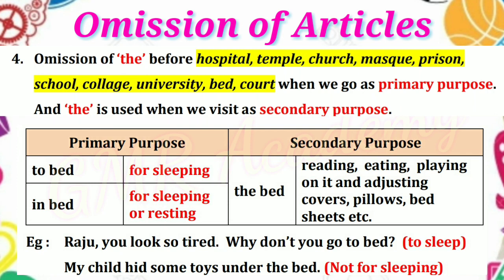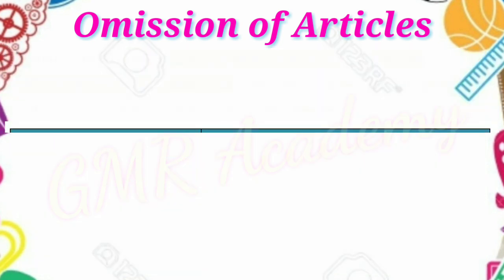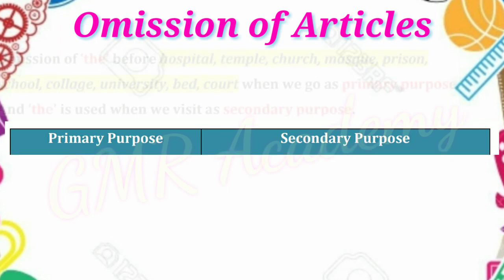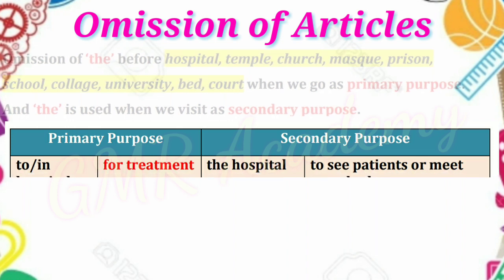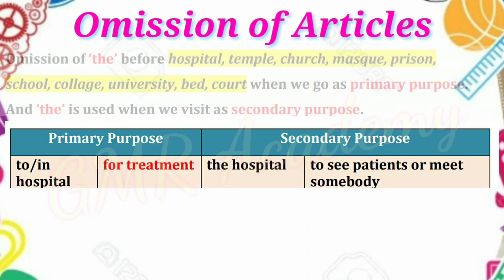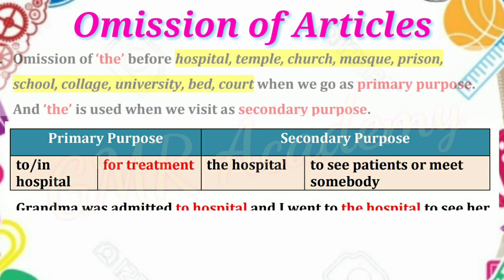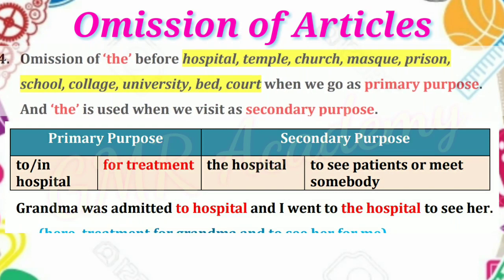My child hid some toys under the bed, not for sleeping here. So we should use the definite article "the" under the bed. Next example, hospital. Primary purpose: to hospital or in hospital, which means to get treatment. This is the primary purpose, so no article is used before hospital. For the secondary purpose, we should use the definite article "the" before hospital.